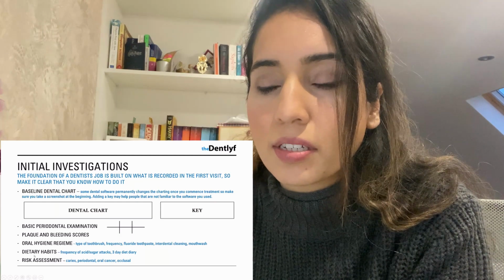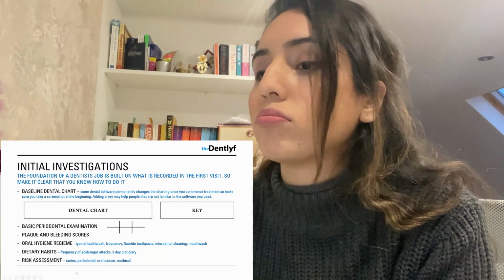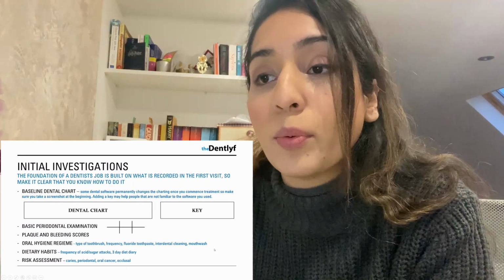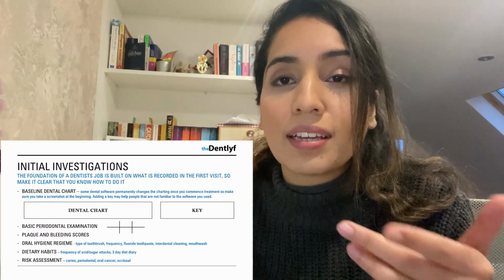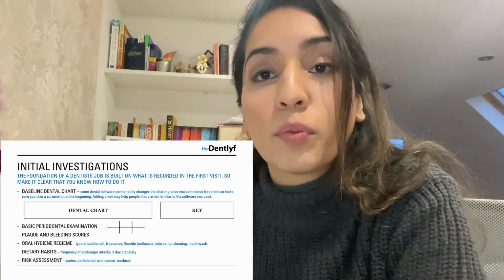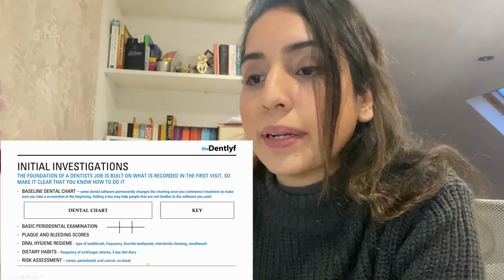That sounds weird when you say it loads of times. But yeah, so type of toothbrush, frequency, fluoride toothpaste, interdental cleaning, mouthwash. So I always ask the patient this after I've done the checkup and they're sitting up in the chair. I just ask them, so how's your oral hygiene? Like, what toothpaste are you using? What toothbrush? Blah, blah, blah.